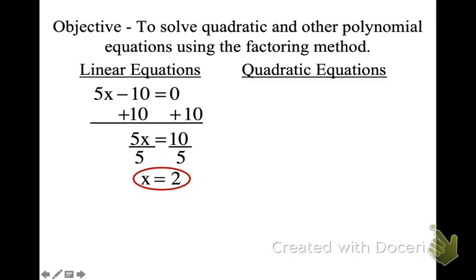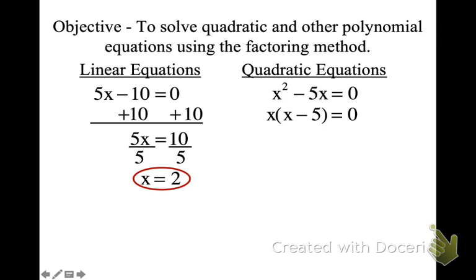With a quadratic equation, we don't try to get x alone, but rather, in this case, we're going to factor it. So how would we factor x squared minus 5x? What factor do they have in common? That would be an x. So I'm going to factor out the x, and I'm left with x minus 5.